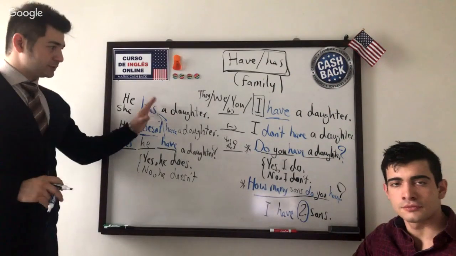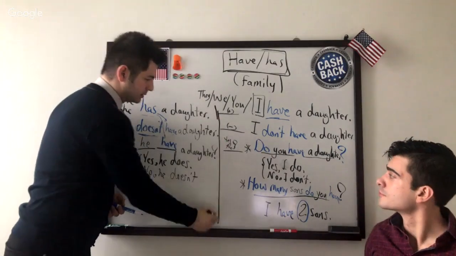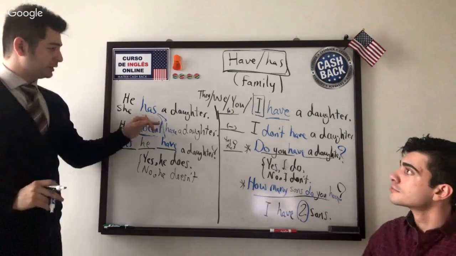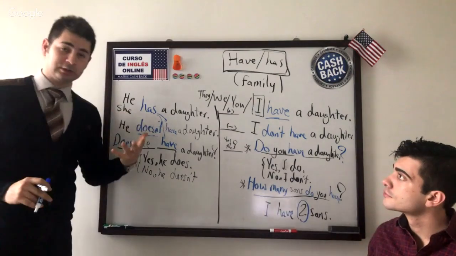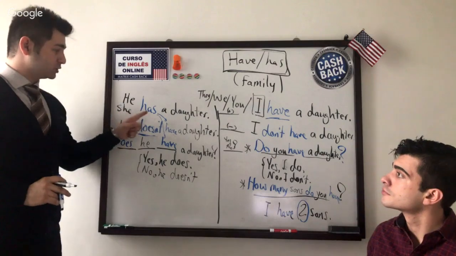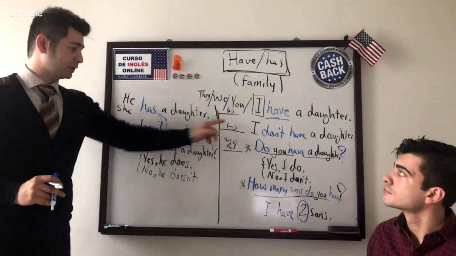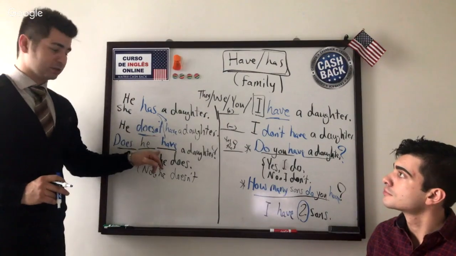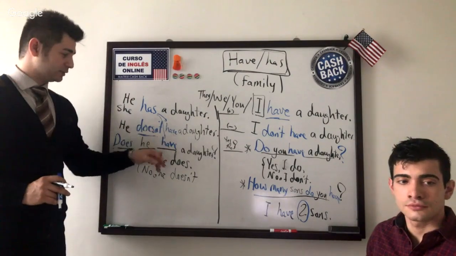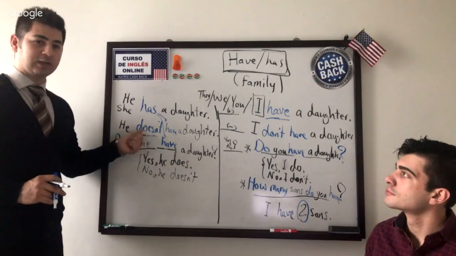So as you can see, in the third person singular form, he or she, we use has in the positive form, not in the negative and not in the question form. In the question form we use have because we use the auxiliary verb.